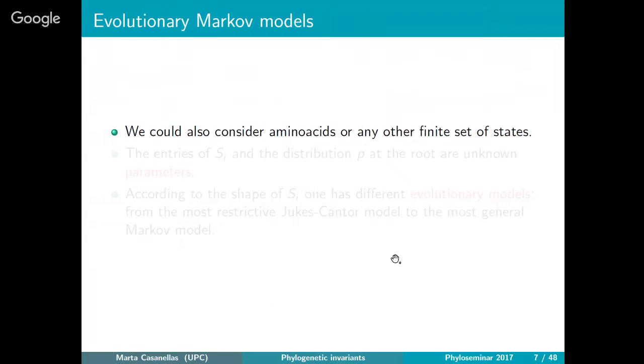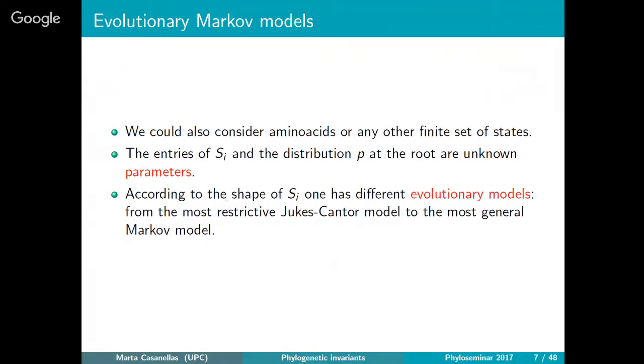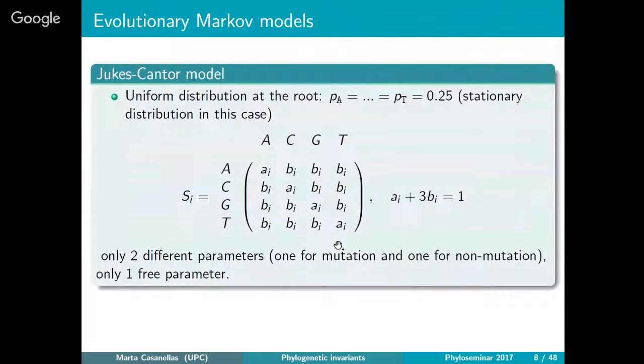As I said, we could also consider amino acids or any other finite set of states and model evolution in the same way. The entries of the transition matrices and the root distribution are going to be the parameters of our models. We don't know them, but we want to infer them. According to the shape of these substitution matrices, we can deal with different evolutionary models. We can put restrictions on this type of matrices, and we can get very restrictive models like Jukes-Cantor, or the most general Markov model.